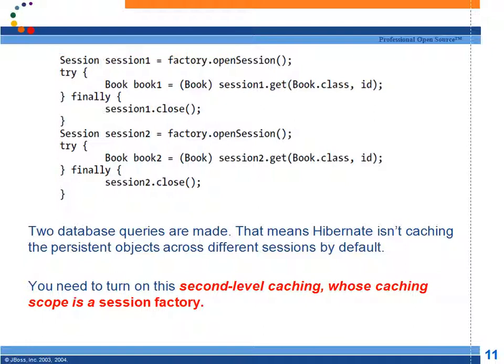Here, I opened one session and I got a book in the first session. Closed the session, and I opened a second session and fired the same query. How many queries? 2 database queries. If you want a single one, then you need to turn on second level caching, whose scope is session factory. Second level cache scope is session factory, at factory level.